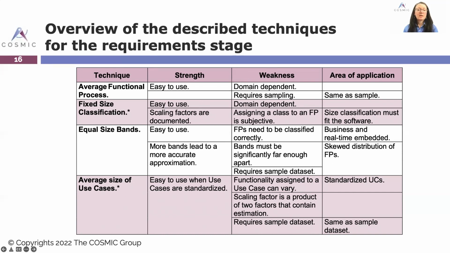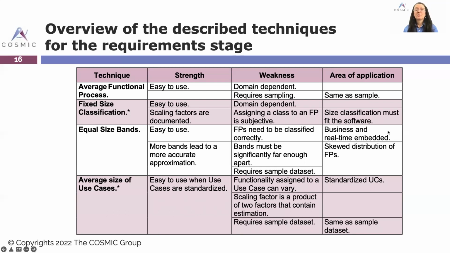The equal size band is also an easy to use technique. More bands lead to a more accurate approximation. There is no limit in the number of bands that you define. There can be more than 4, could be 5 or more than that, if you are working with a super large system with lots and lots of functional processes. So functional processes need to be classified correctly. Bands must be significantly far enough apart, and it requires a sample data set.